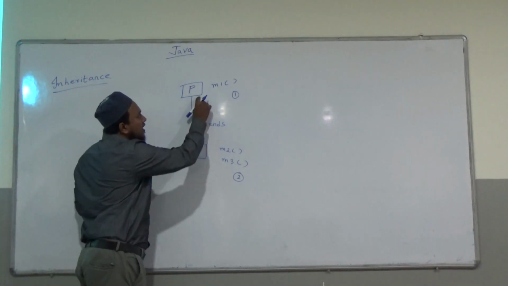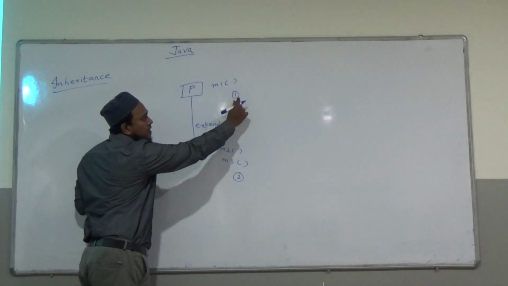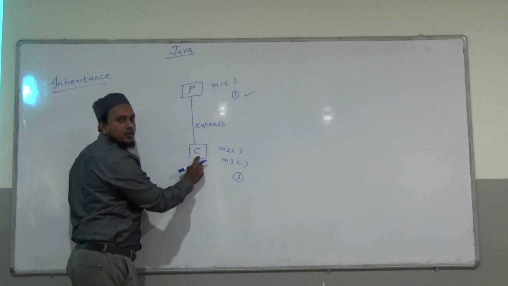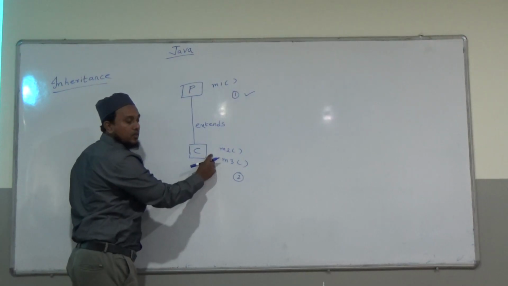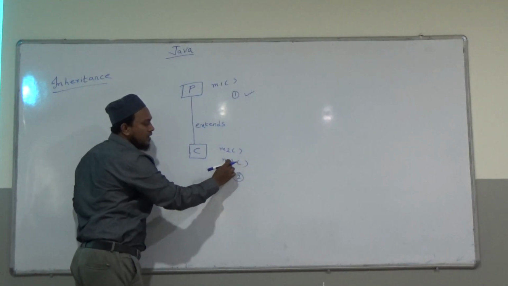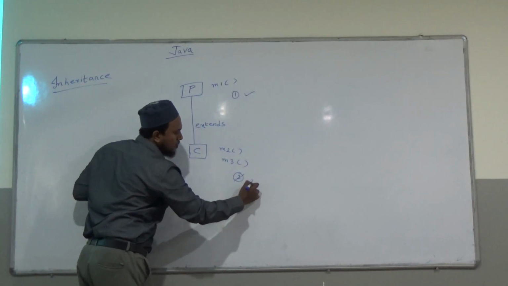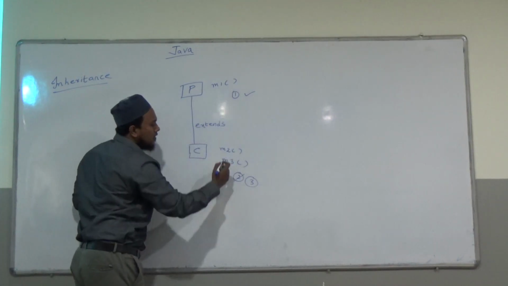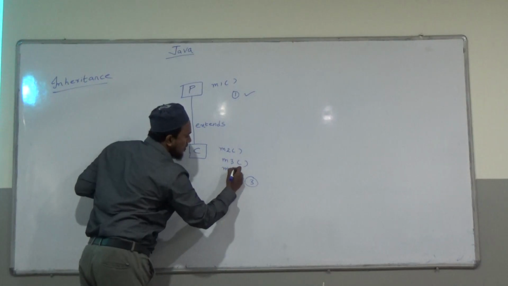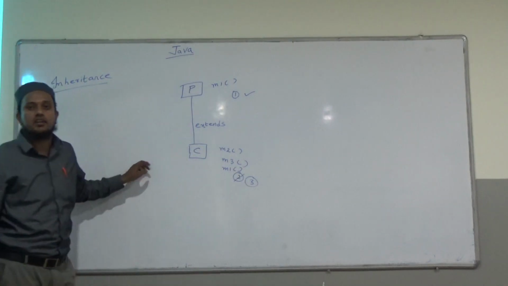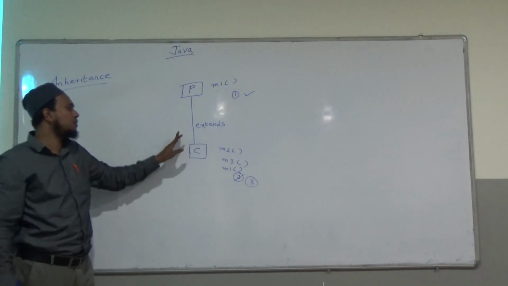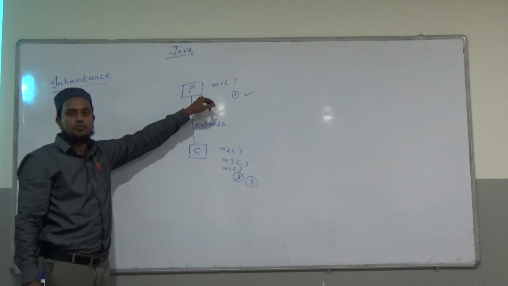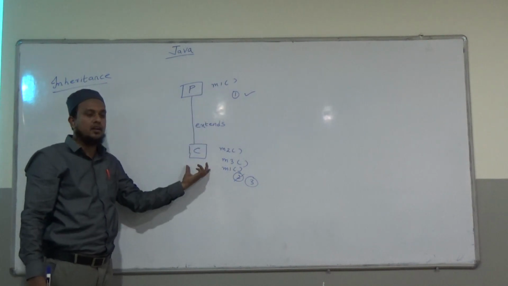Now parent has how many methods in total? Only one method. Now child class has how many methods? Three methods are there. M2 method, M3 method. As I am writing the extends keyword here, M1 method is also available here. So in total, how many methods does the child class have? Three methods. So with the help of the inheritance concept, whatever code the parent class has can be acquired by the child class.